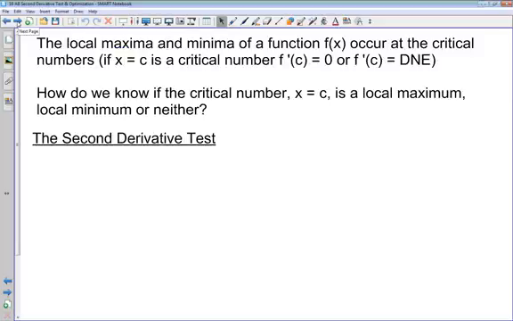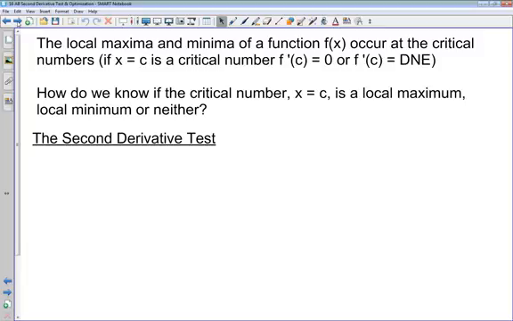So to recap, the local maxima and minima of a function, f of x, occur at the critical numbers. If the first derivative is 0 or the first derivative at some value does not exist, then we call that x value a critical number. I'm just using c here to represent the specific critical number. And we've asked ourselves the question, how do we know if that critical number, x equals c, is a local maximum, a local minimum, or neither?